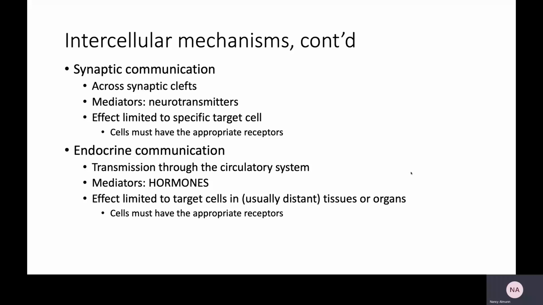This part of the class is all about endocrine communication. The chemical messengers will be hormones, which are going to be secreted by endocrine glands. They are released into the circulatory system, so they will travel around the body via the bloodstream. The effect of hormones will be limited to target cells that have to have the specific receptors for those hormones. The cells are frequently quite distant, and we'll talk more about hormones throughout the entire endocrine system.